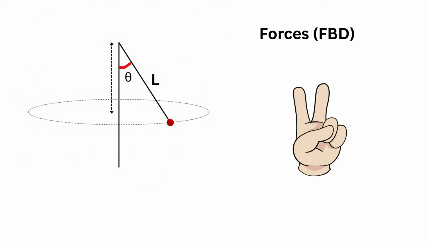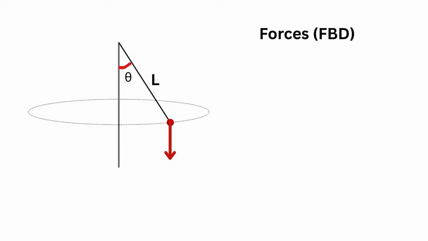There are only two forces. One is the weight of the mass acting vertically downward, which is equal to mass m multiplied by acceleration due to gravity g. The second force is the tension in the string, which always acts along the direction of the string and tries to pull this mass toward the point of suspension. Let us call this tension T.